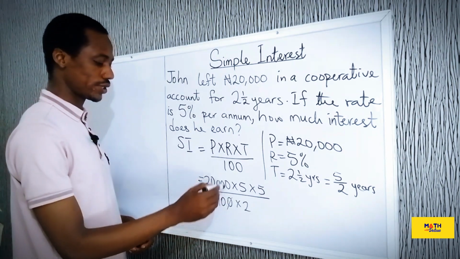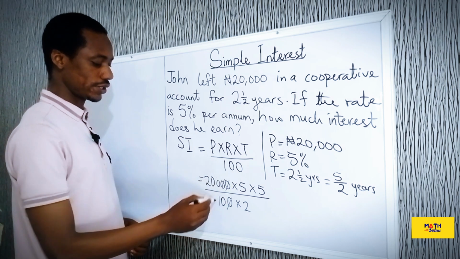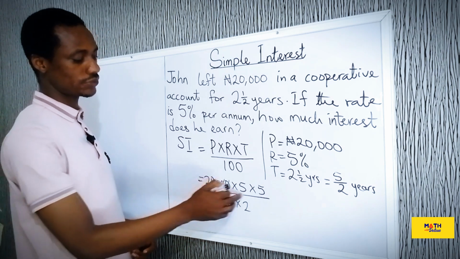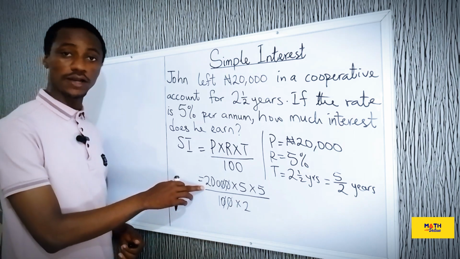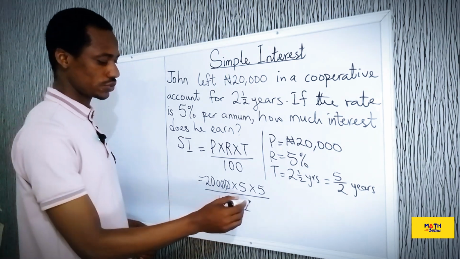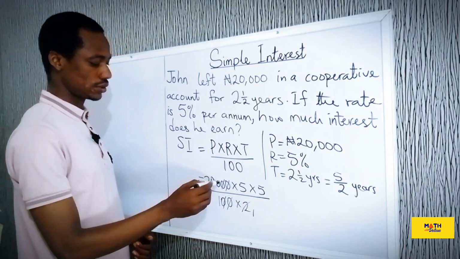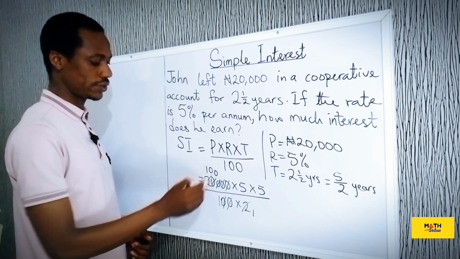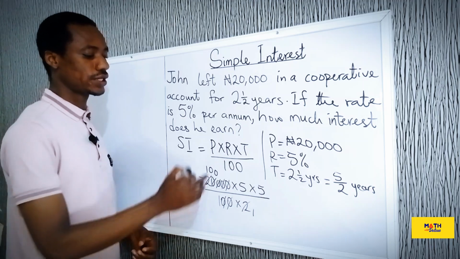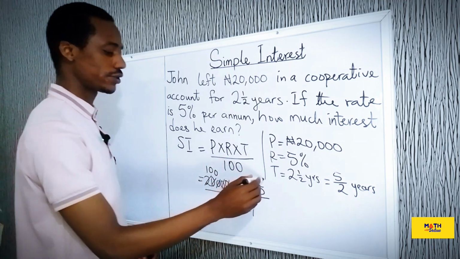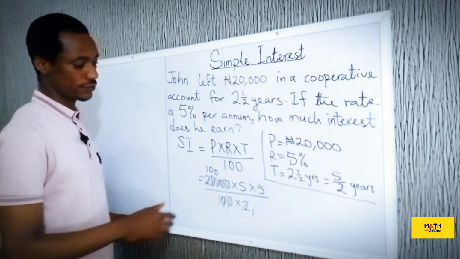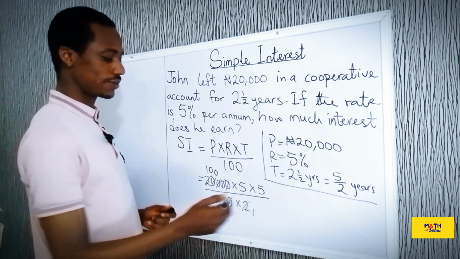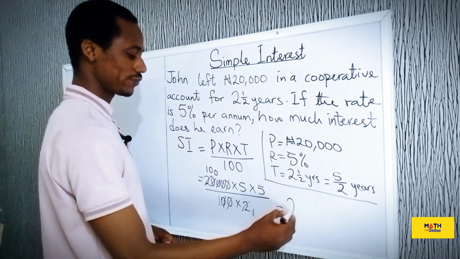We take 100 here, so 0 cancels 0, 0 cancels 0. So we are left with 200 times 5 times 5, and then 2 can go into 200. 2 into 2 is 1, 2 into 0, 0, and into the next 0, 0. So we have 100 times 5 times 5. 5 times 5 is 25, and 25 times 100 will be 2,500.